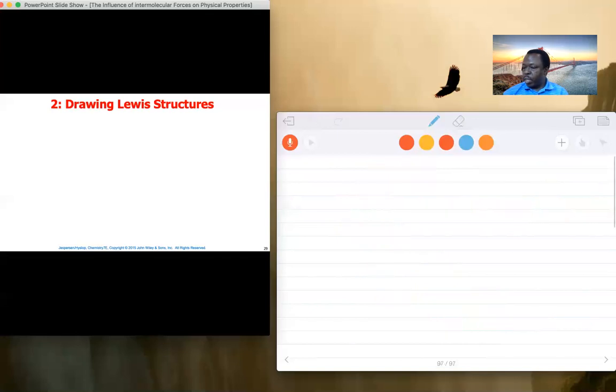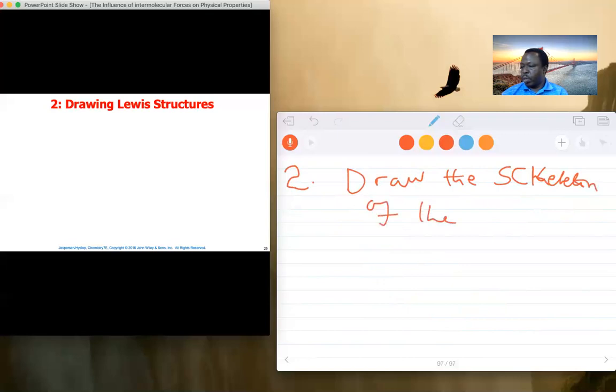Rule number 2 is to draw the skeleton of the molecule. How do I know? The first element is always going to be at the center. In this case, this is my skeleton of the molecule, with H around it. This is the skeleton of my CH4.